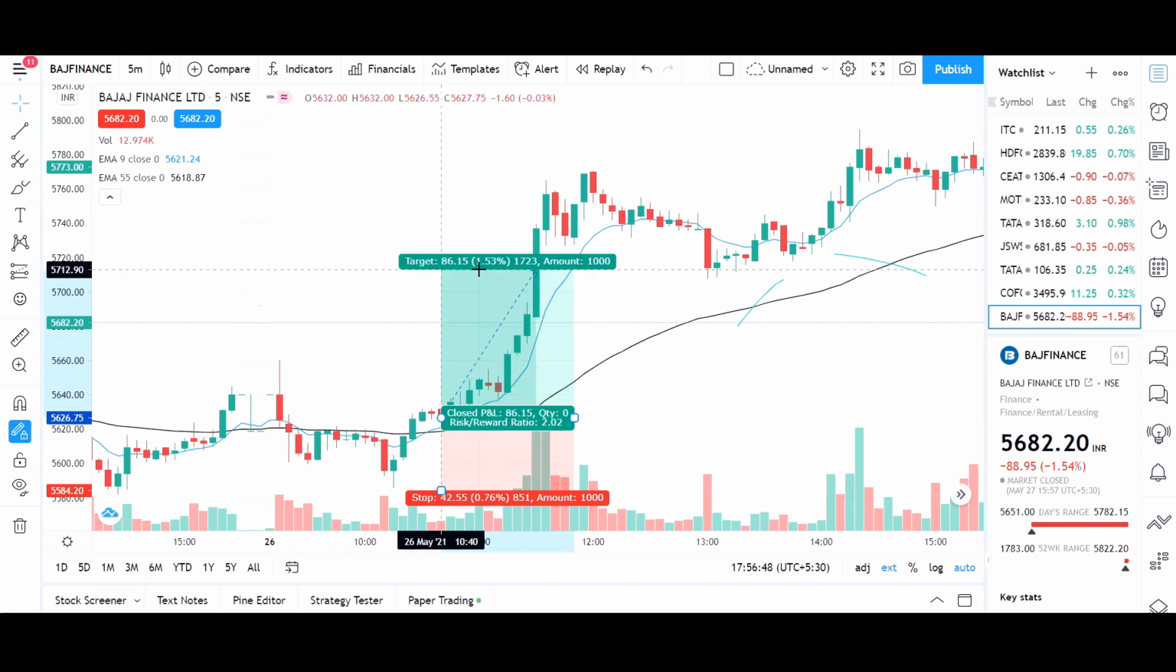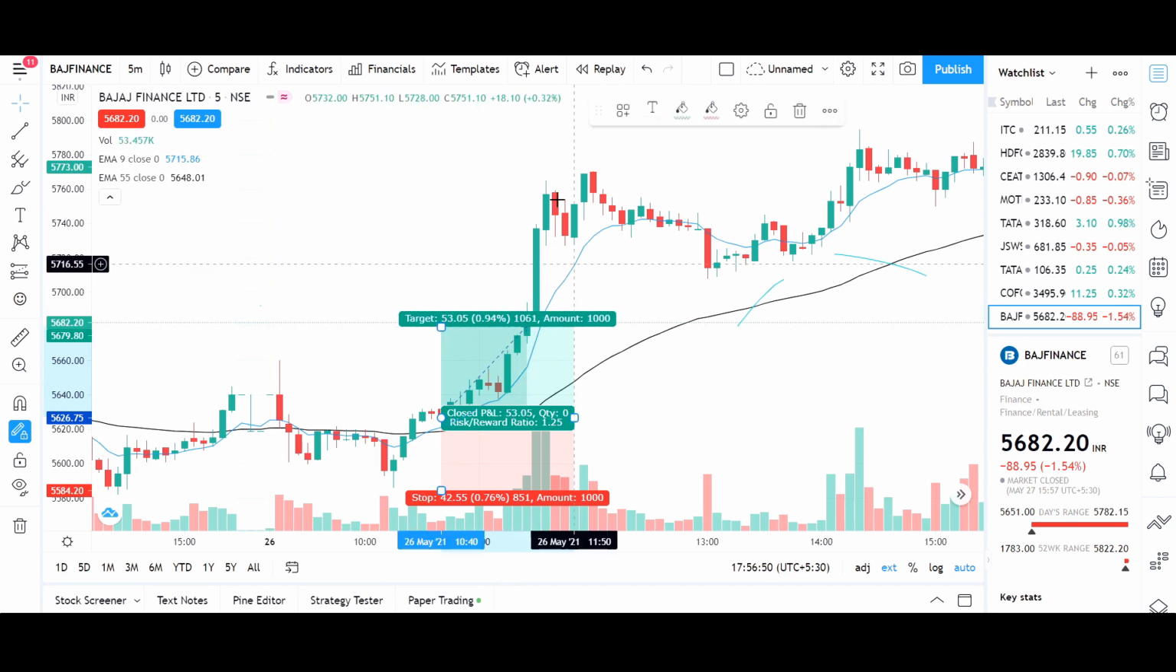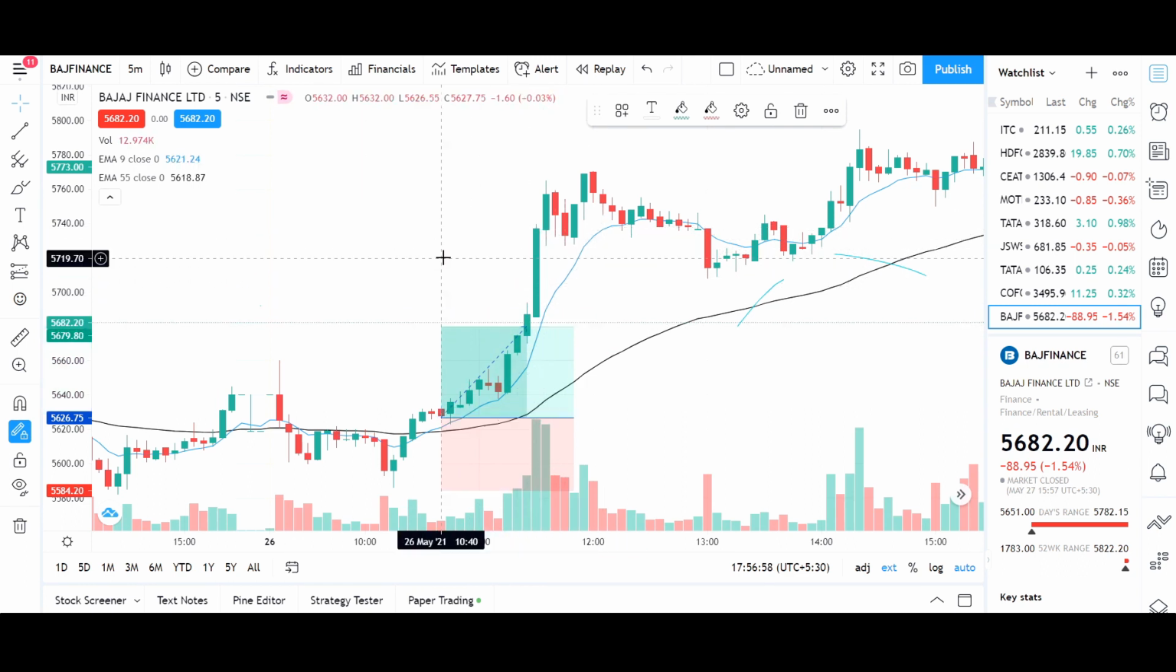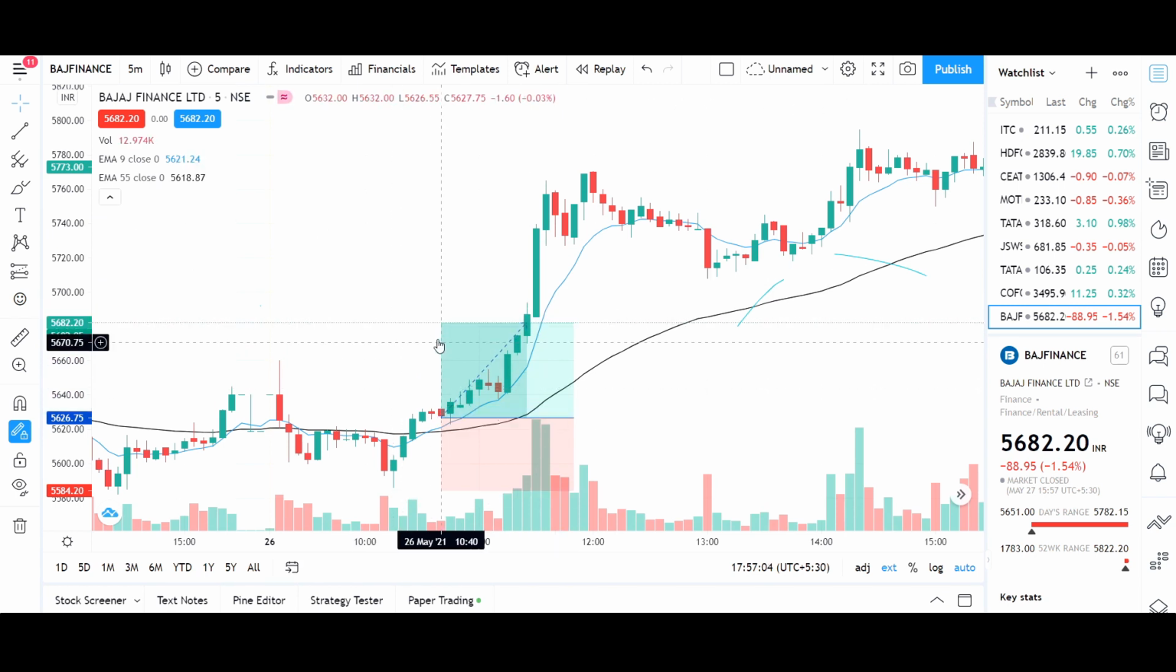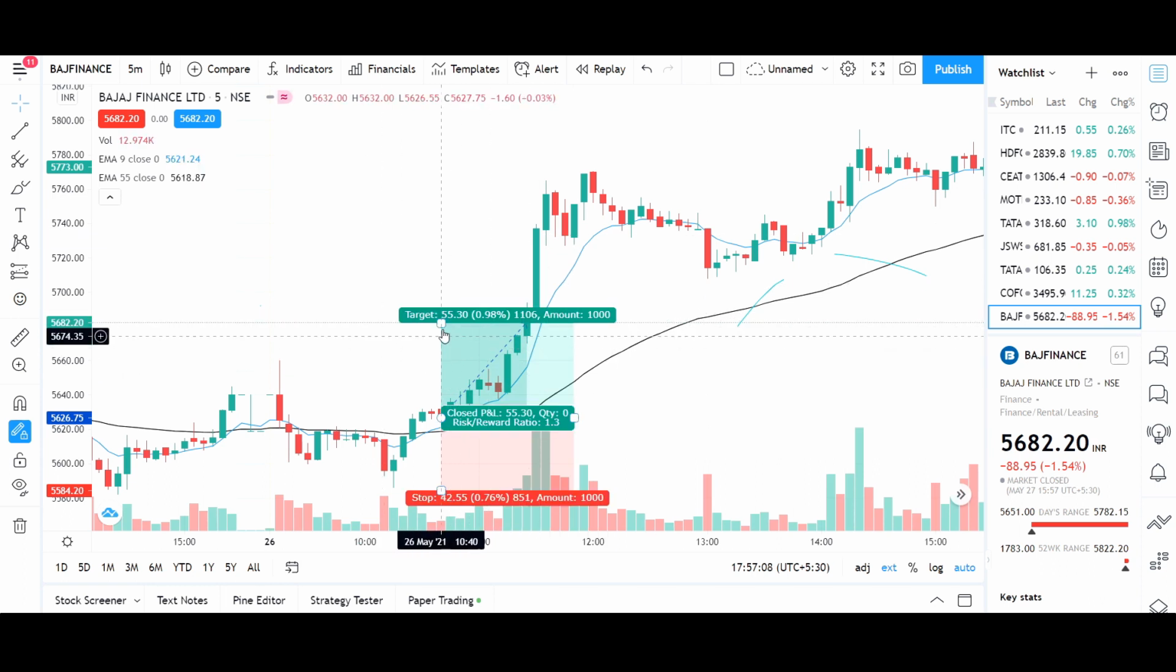This trend went all the way till here too. So we have to control our emotions and not enter here, because that's just unnecessary overtrading. So we will keep one target, and after it hits the target, we will not enter back in the stock again. So let's assume we kept a target of 1% in this trade.